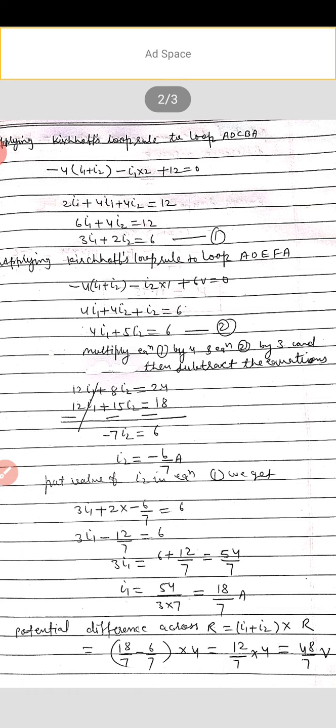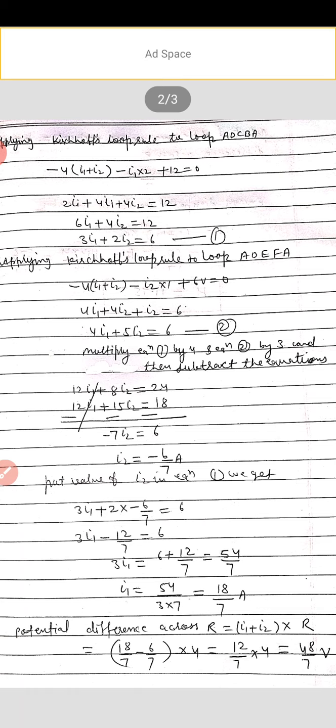If we put this value of I2 in equation first, we get 3I1 plus 2 into minus 6 by 7 is equal to 6, and the value of I1 comes out to be 18 by 7 ampere. Now, the potential difference across R will be equal to (I1 plus I2) into R, which is according to Ohm's law.